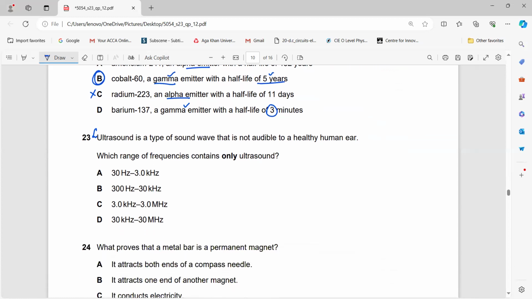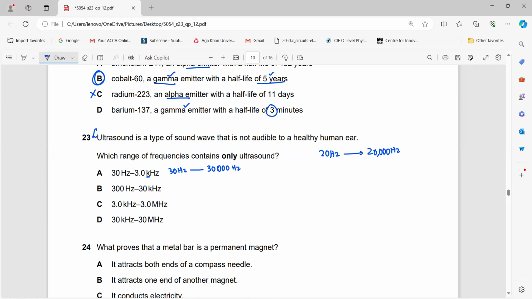Ultrasound is like a sound wave that is not audible to a healthy human ear. Which radio frequency contains only ultrasound? Now, your audible frequency range is 20 hertz to 20,000 hertz, right? Which radio frequency contains only ultrasound? Let's see. This 30 hertz to 30 kilohertz means 30 hertz to 30,000 hertz.